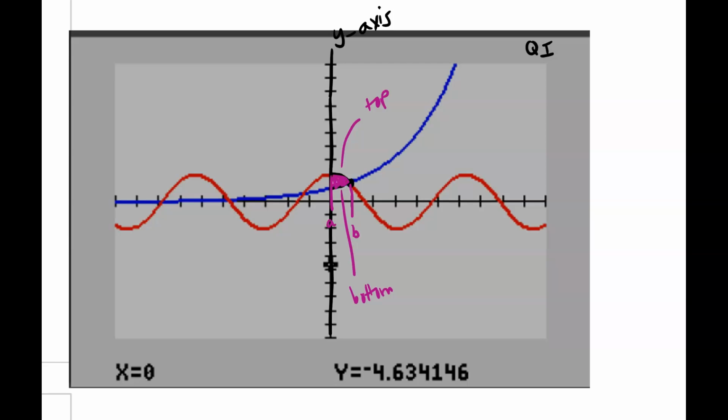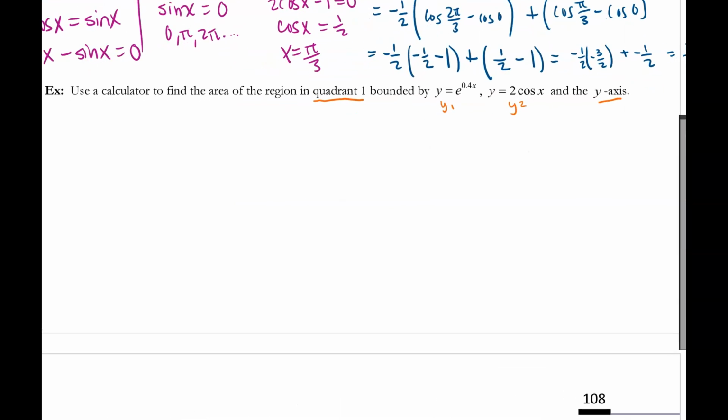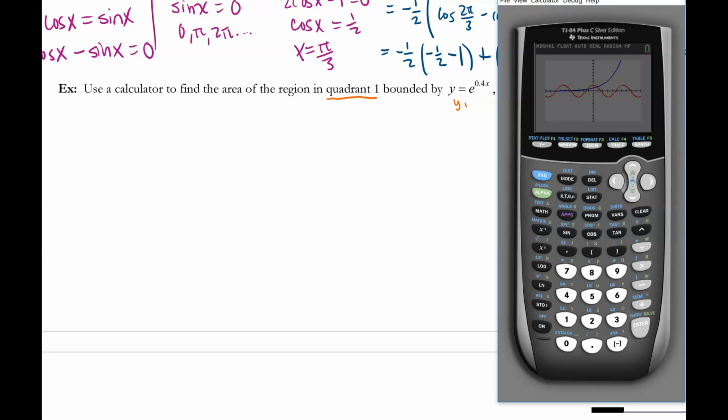All right, so I'm going to go back to the calculator. And what I would do first is we've got to find that intersection. To make it a little easier to look at, I'm going to go from 0 to, I don't know, 3. And then since we only need the first quadrant, I'm going to hit zoom fit.